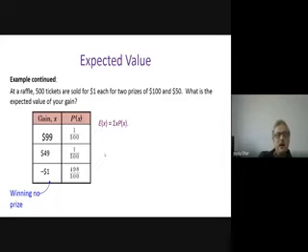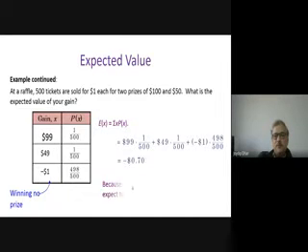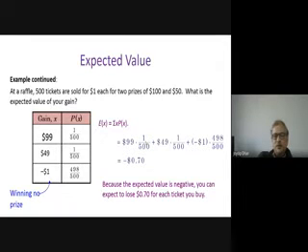Now I'm calculating the expected value for this gain. We have to multiply x into p(x) and sum up for all possible x. Here there are 3 possible x. If I sum up, we'll get minus 0.70, meaning that the expected value is negative. You can expect a loss of $0.70 for each ticket you buy.